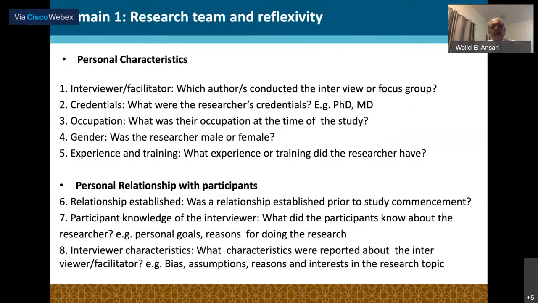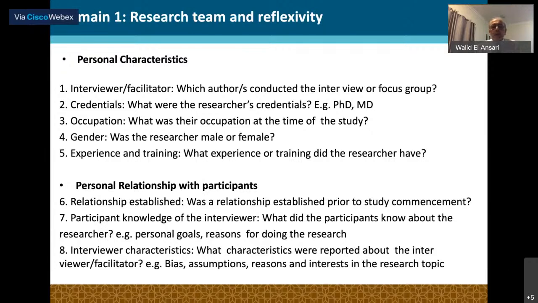Another set of questions, and all this has to do with domain one, which is the research team and reflexivity, concerns the personal relationships with participants. So have relationships been established? Was there a relationship prior to the study? We want to know whether the researcher has been involved with the subjects that the research involves, and what kind of relationship. It helps to know whether they are, for example, well aware of the context where things are happening, or of participant knowledge of the interviewer, which is the opposite really.